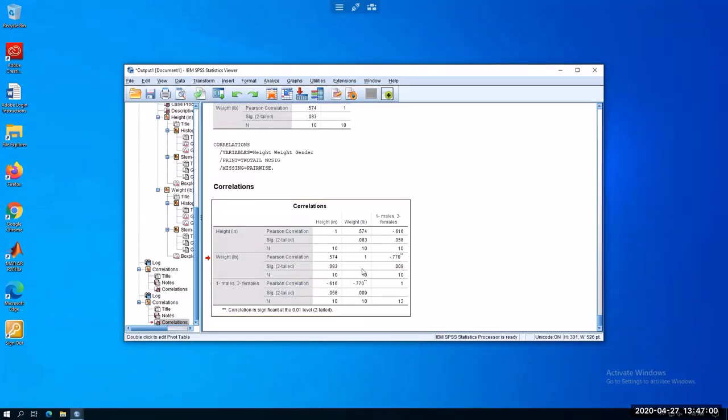We can see here that weight and gender have a Pearson correlation coefficient of minus 0.77 and significance is 0.009, which is under 0.05, and we see here stars showing correlation is significant at the 0.01 level. So this tells us that weight and gender are correlated.